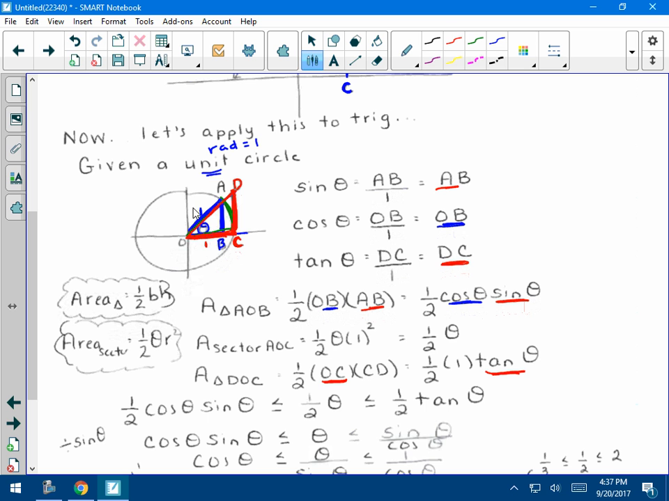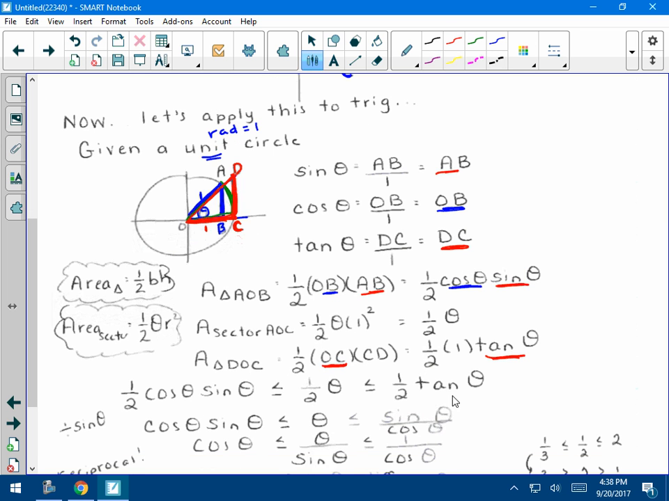So now look at this picture. That blue triangle is definitely the smallest, then that green sector is the next biggest area, and that red triangle is the biggest area. You can see that just from the picture. So make those substitutions. The triangle's area is less than or equal to the green sector's area, which is less than or equal to the red triangle's area.